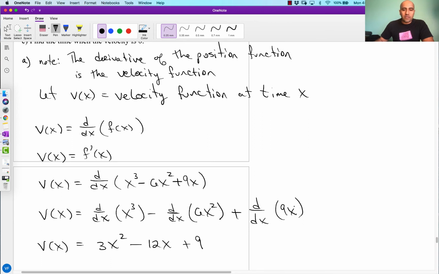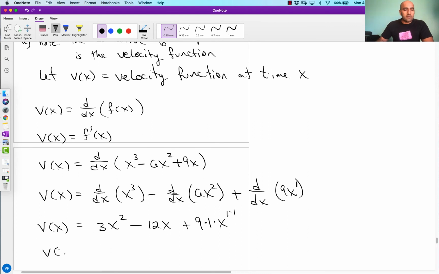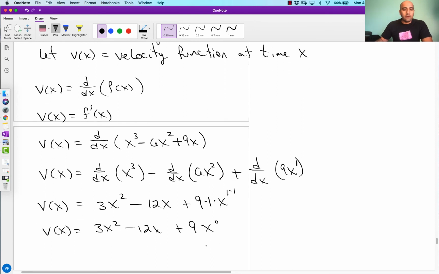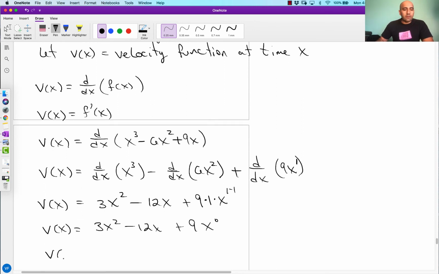Just to make sure it's clear why it's a 9: following the rule, we can think of this as having a 1 there, and then we bring the 1 out in front, and multiply it to the power of 1 minus 1. So that simplifies as the velocity function equals 3x squared minus 12x plus 9x to the 0 power, which then becomes 1. So then the velocity function is just equal to 3x squared minus 12x plus 9. Right, so that's the answer to part A.